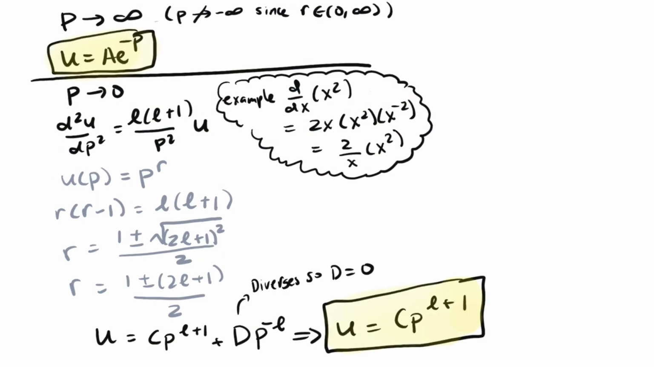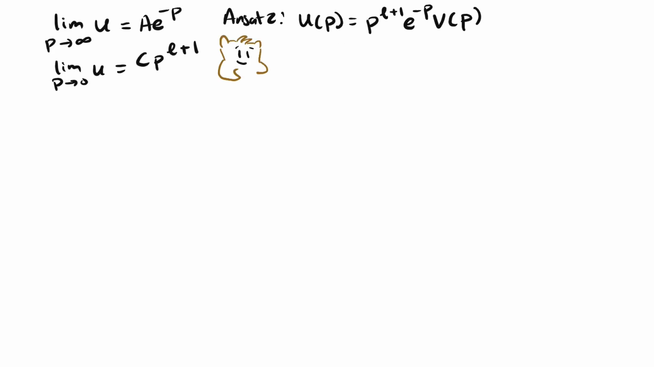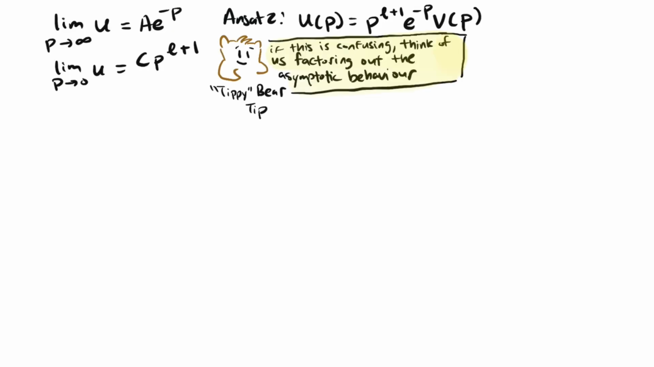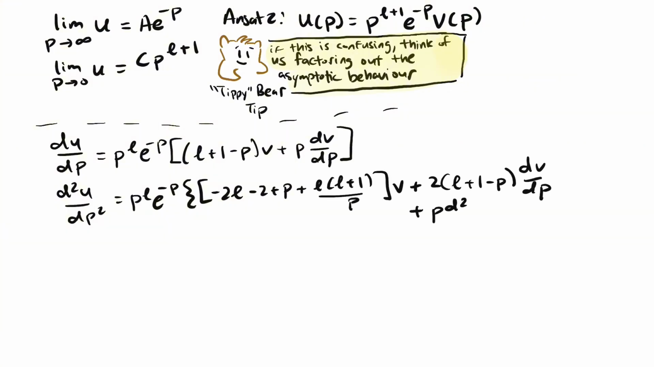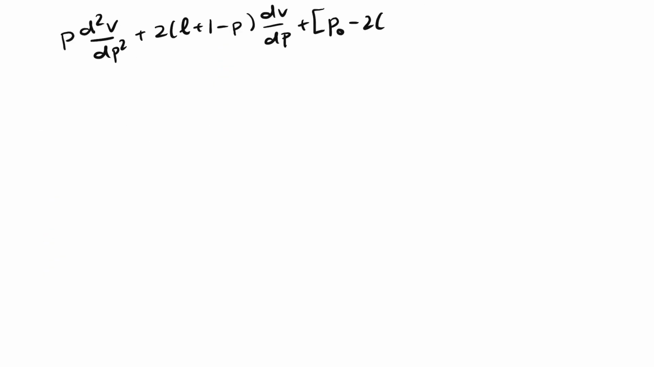Now we know how u behaves as ρ gets large and small, so we can try writing this ansatz, where v is some function of ρ. We can think of v as how u behaves when ρ is not too big or too small. Calculating the derivative of u in terms of ρ gives this, and taking the derivative again gives this. We can then plug that into the radial equation and move some terms around, which gives us this.